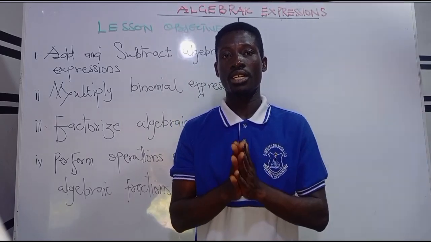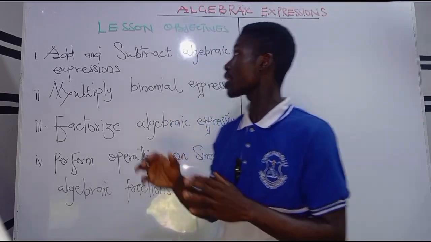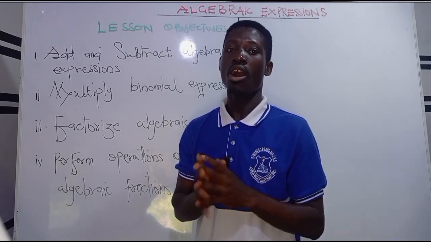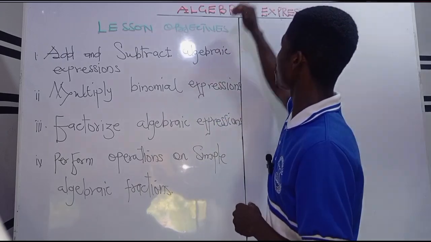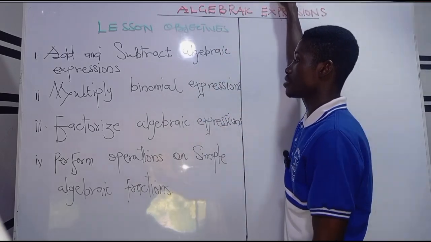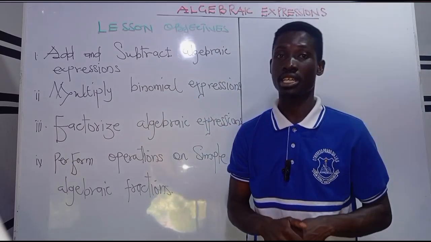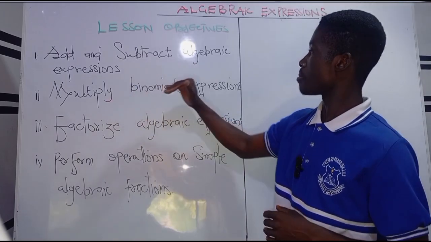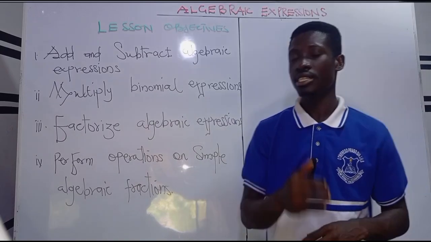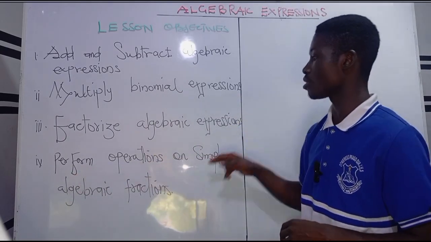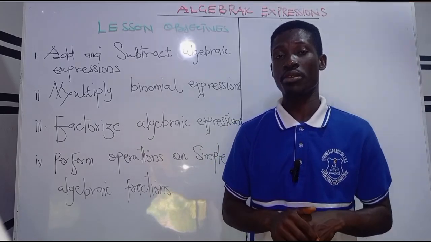In today's lesson, we shall be looking at a new topic altogether, and that unit or topic is algebraic expression. But before we start our lesson, as usual, let's look at the lesson objective for the day. At the end of today's lesson, you, my students, should be able to add and subtract algebraic expressions together. You should be able to multiply binomial expressions. You should be able to factorize algebraic expressions, and you should be able to perform operations on simple algebraic fractions. These are our lesson objectives for this very unit.